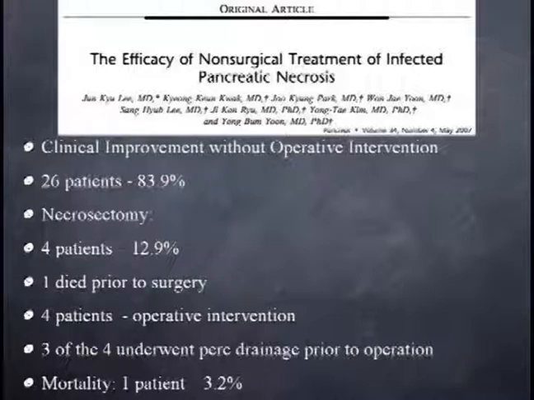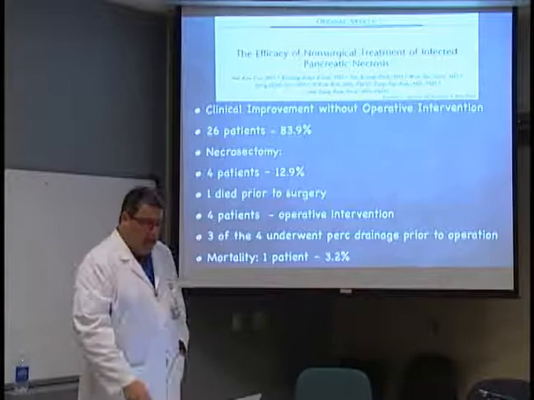In those that required necrosectomy, so 4 patients required an operative intervention, 13%. 1 died before the operation. Of the 4 patients that they operated on, 3 of the 4 underwent percutaneous drainage prior to operation. Mortality was 1. So 3.2% mortality is pretty remarkable.